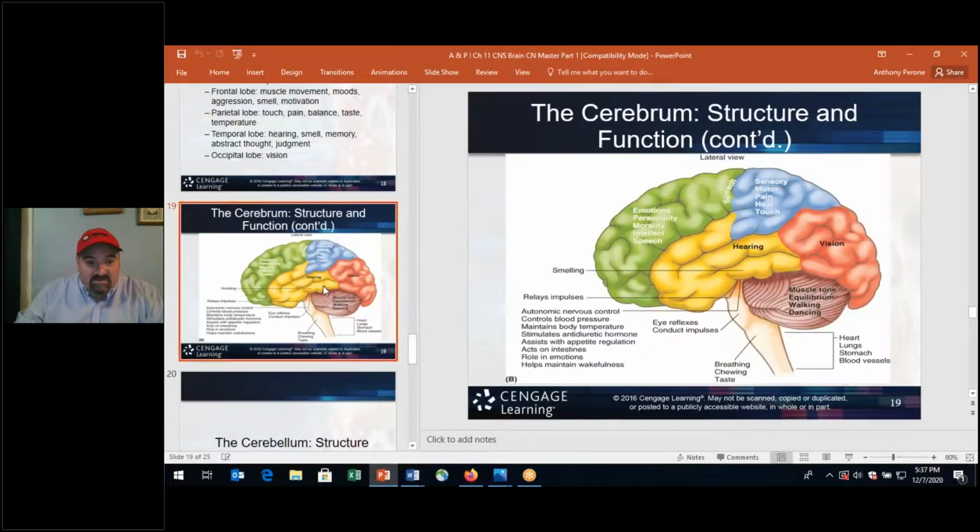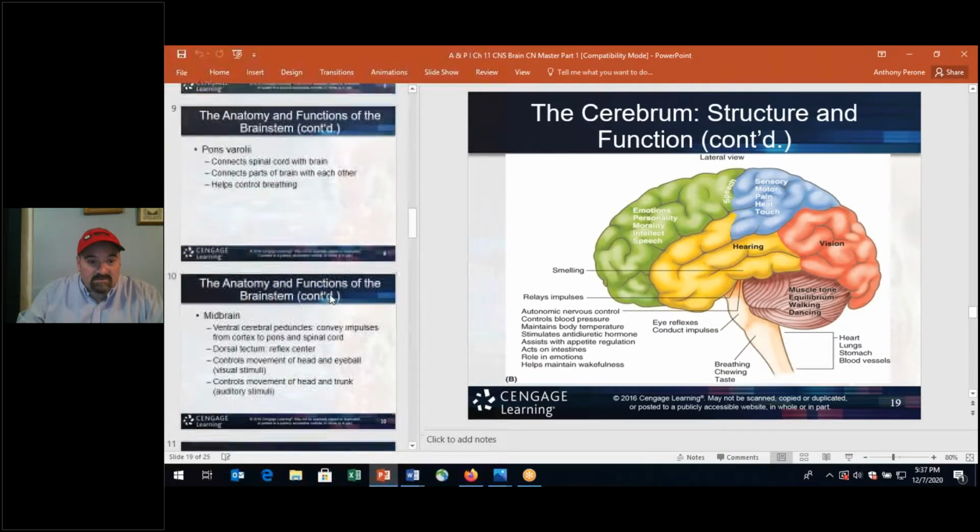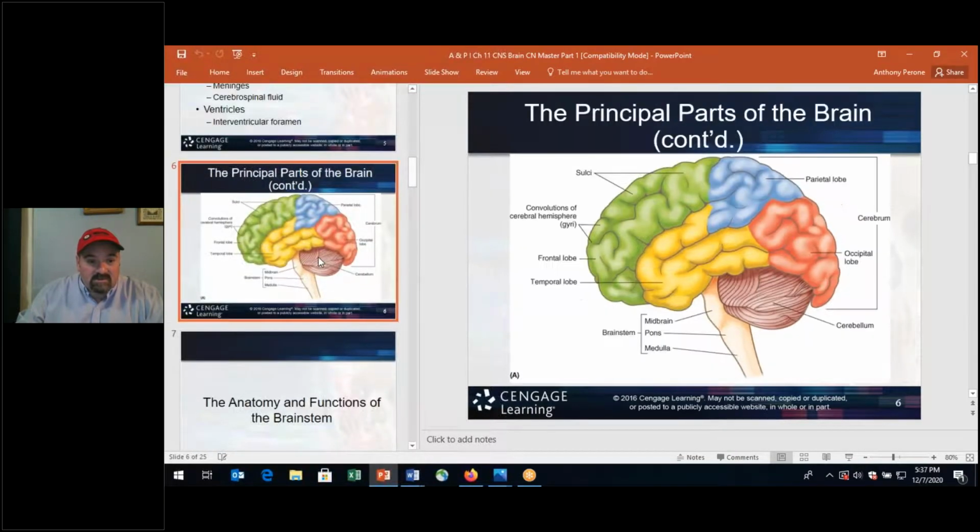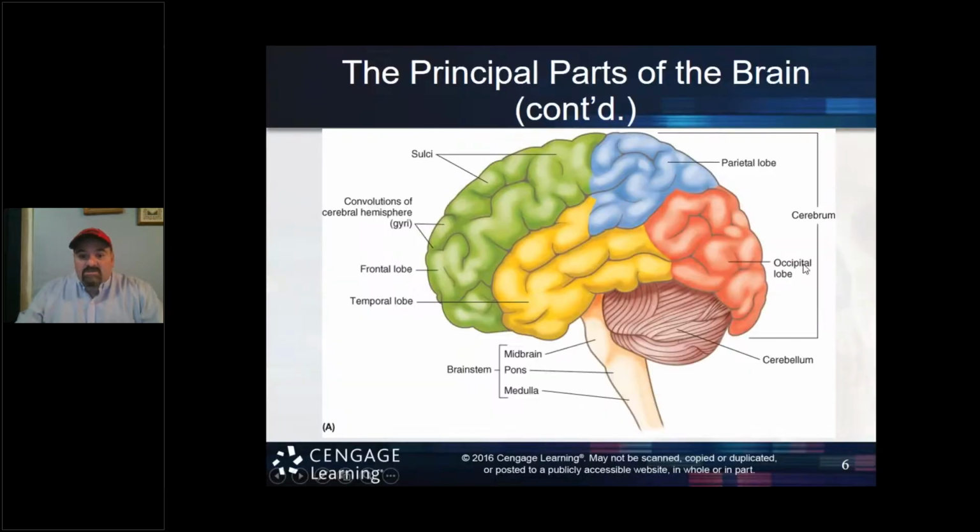So here we have, let's look at this image first. As we're looking at this image, we can view the frontal lobe, parietal lobe, occipital, temporal, cerebellum. We have the pons and the midbrain, so the cerebral peduncles, pons and medulla oblongata.